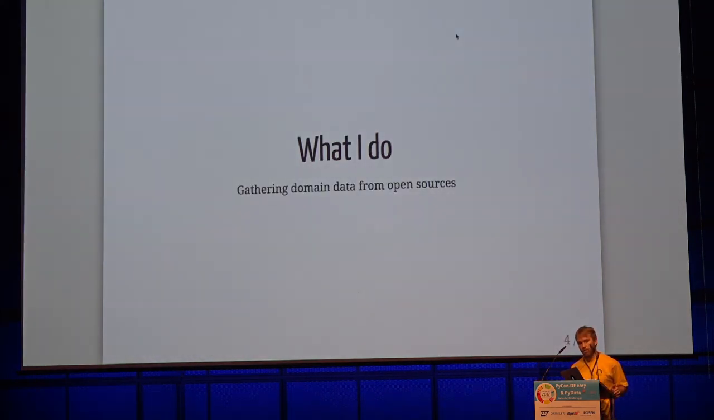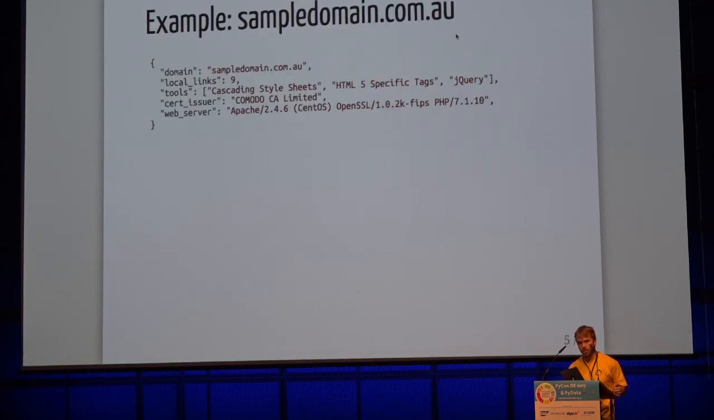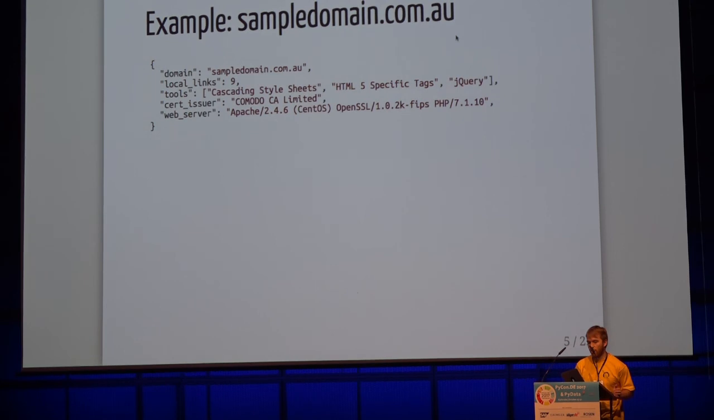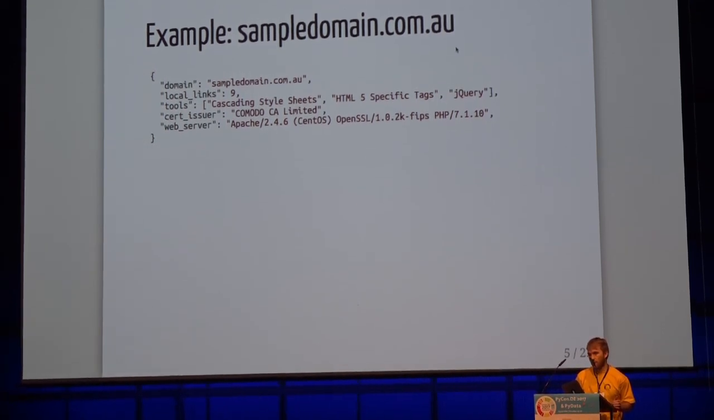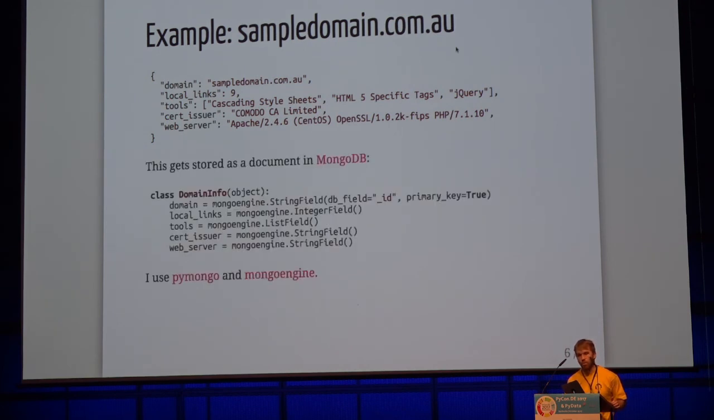So what do I do? I gather domain data from open sources. So for example, here is some information that we'll typically gather. For a sample domain, I'd know how many links they have on their page, what tools they use, who issues the SSL cert, and also what kind of web server they have, for example. I typically store this in MongoDB, using the class there. It's a simple record with a field for each member of the JSON. I use libraries like PyMongo and Mongo Engine to interact with this database.